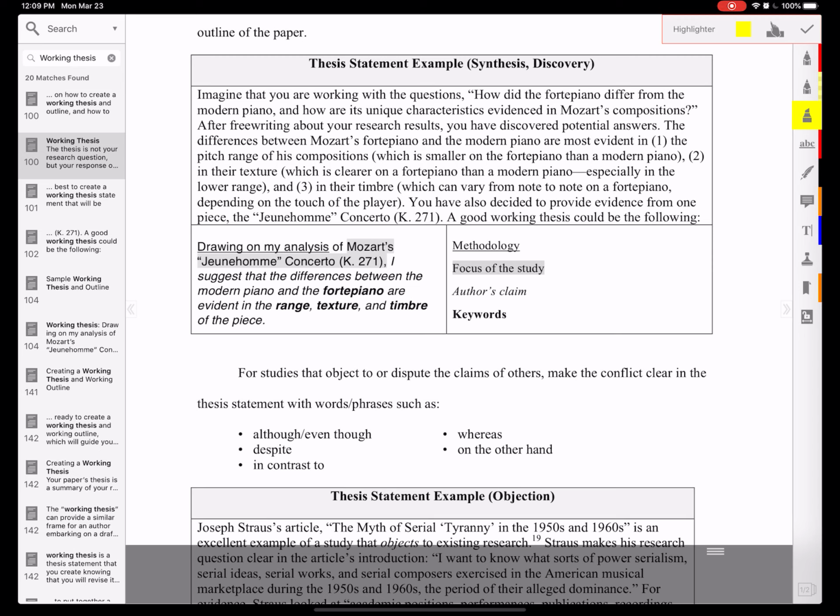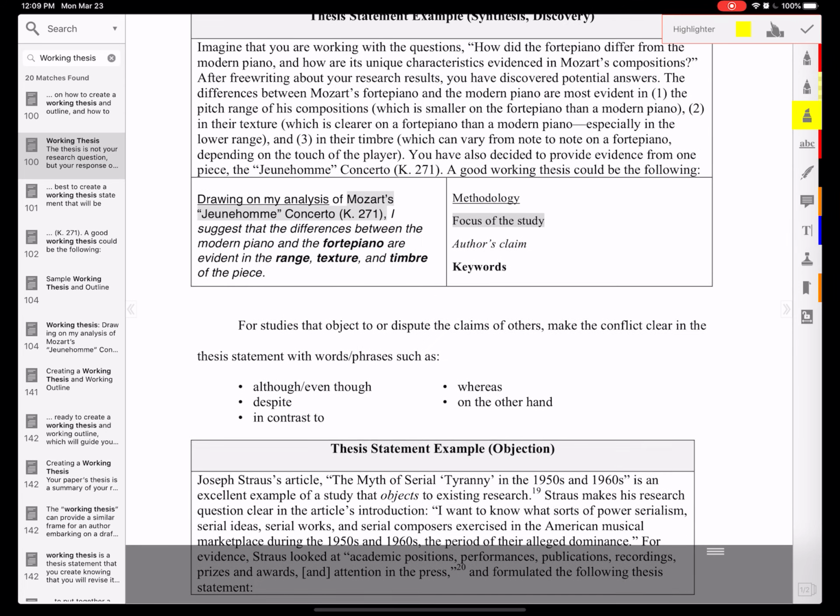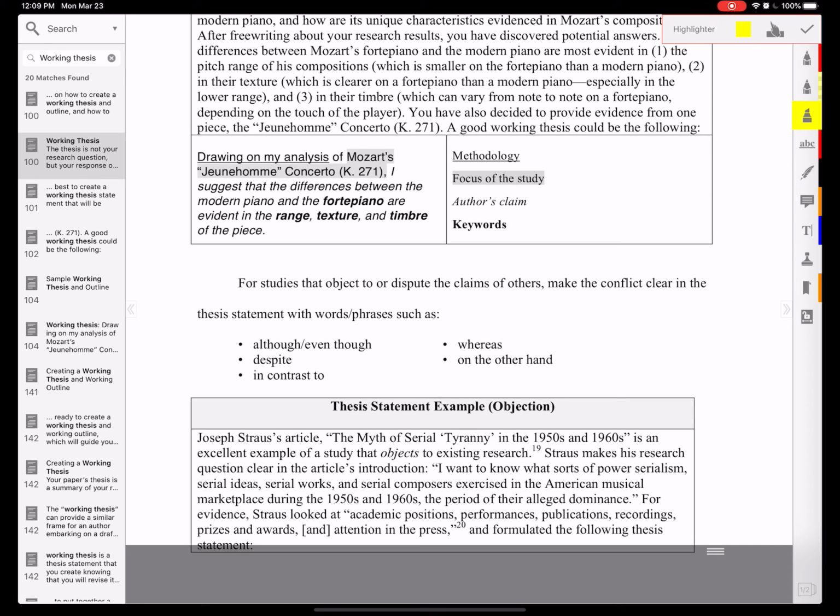So he makes this great thesis statement that states what his methodology is. It's his own analysis that's, of course, supported by research from lots of sources. But his analysis of this one piece, that's the focus of the study, or his topic. And then his claim. He suggests that the differences are most apparent in the keywords range, texture, and timbre.